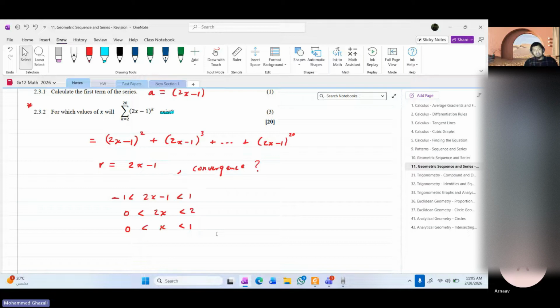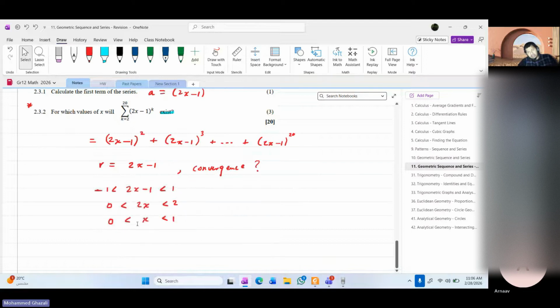Which values of x will this here exist? What are they talking about here? They're talking about the sum of this entire thing. If I try to sum up 19 terms, what happens? Because when they say sigma, when will it exist? It will exist for all values of r except 1. Yeah, because the values of x can't be 0 and 1.